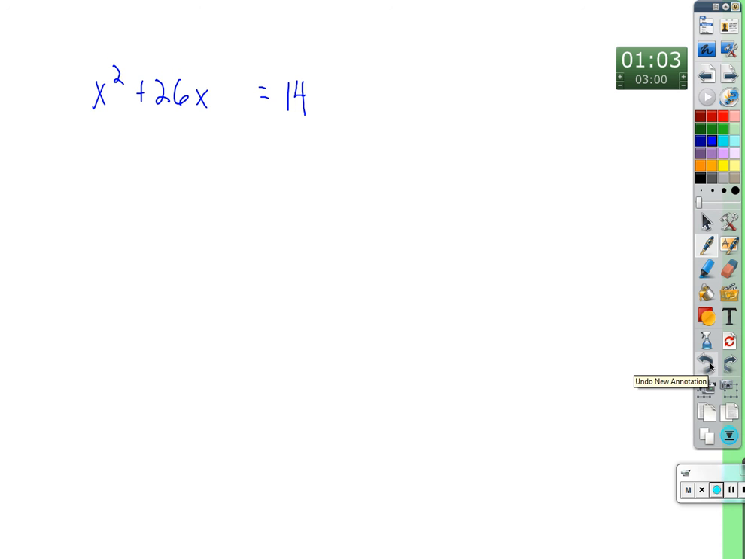But remember how it started. It started out as the equation x squared plus 26x equals 14. And now Derek told me to add 169. So on the left side, I just brought in 169 under the left side of the equation. So what do you think we should do? Use the bars and subtract 169 from both sides.